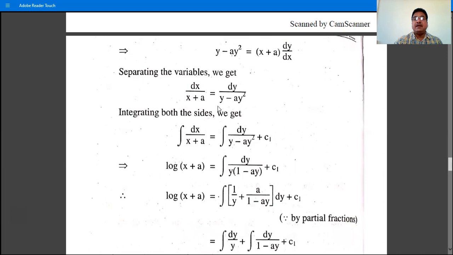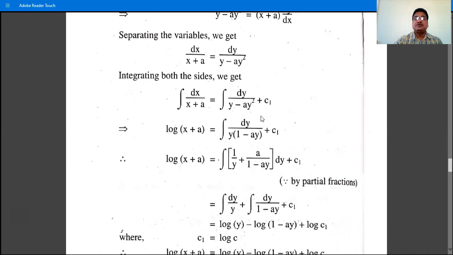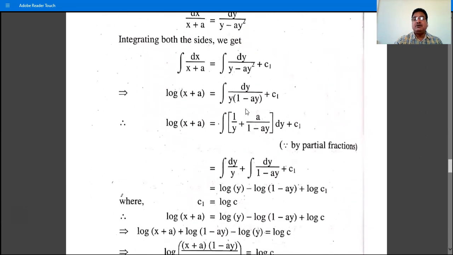So after separating the variables, we have this. Then integrating both sides, add constant c1 as the constant of integration. And then 1 by (x plus a), integration is log (x plus a). But if we have to integrate this 1 divided by (y minus a y square), we have to obtain its partial fractions. So integration is by using partial fractions. So y into (1 minus a y), these are the two factors. And then write A by y plus B by (1 minus ay), and then obtain the values of A and B. What are they? 1 and a are the values of A and B.